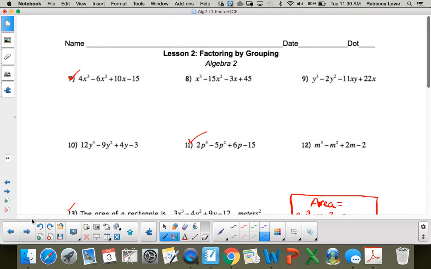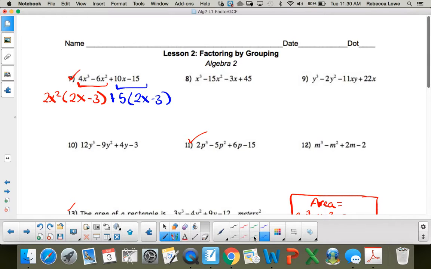Number 4. Take a look. No GCF for all of them. There are 4 terms. I'm going to factor by grouping. The first 2 have a common factor of 2x squared. I'm left with 2x minus 3. Bring down the sign I see, which is positive. The next 2 have a factor of 5, and I'm left with 2x minus 3.